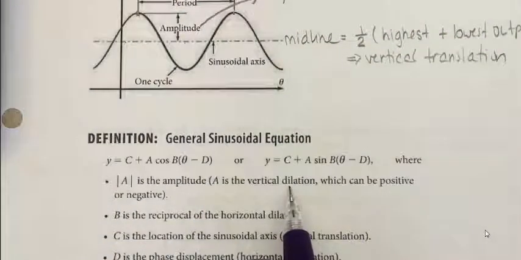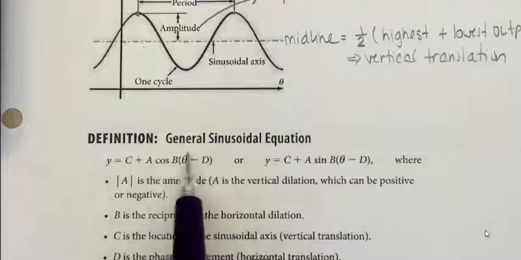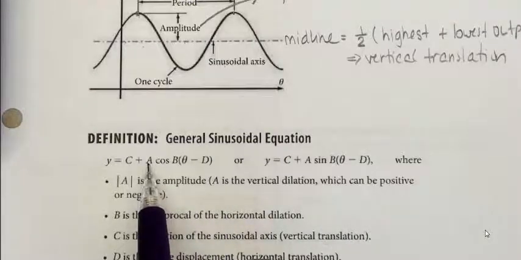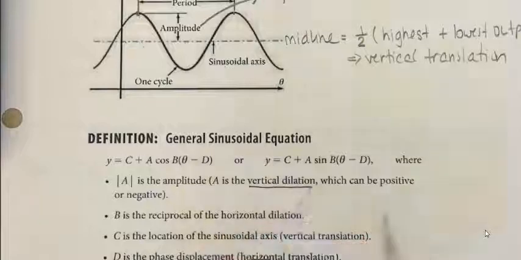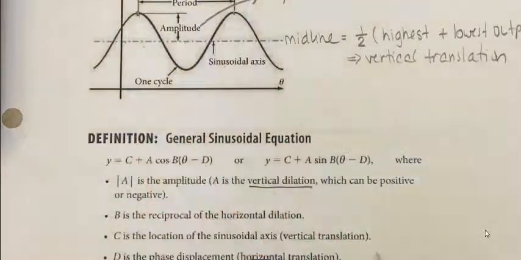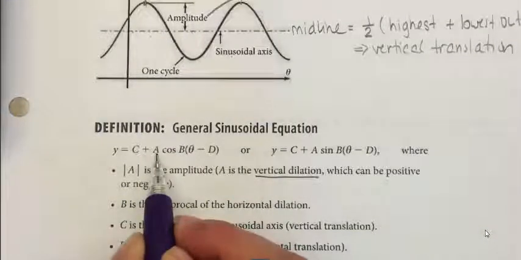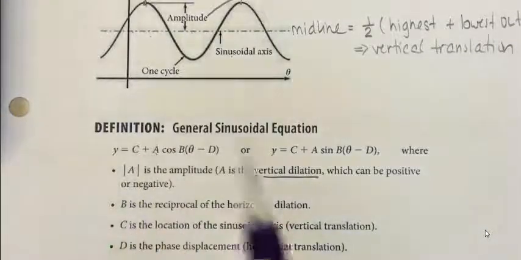Okay, so A is a vertical dilation. A becomes your vertical dilation. That makes sense, right? It's being multiplied to this function. And we're thinking right now it's always going to be positive. It's going to be negative if the graph has been reflected over the x-axis. Okay, so nothing new there. It's capital A. We've always used lowercase a.